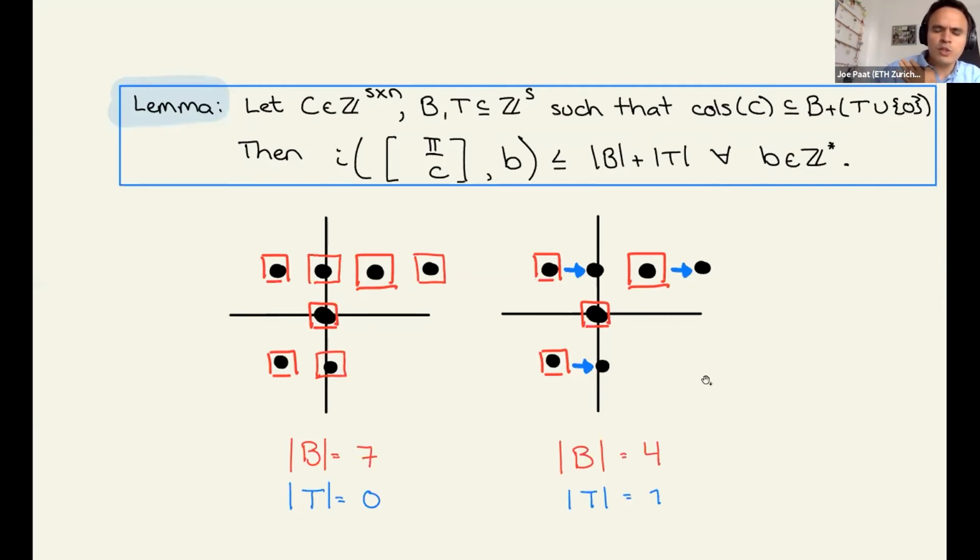So suppose you have this C, this B, and this T. Then if you take a matrix that's formed like this, so it has C as part of the matrix and then you add identity rows, the integrality number of any polyhedron with this constraint matrix is at most the cardinality of B plus the cardinality of T. So here, if again these were our columns, then we can bound the integrality number by 5.